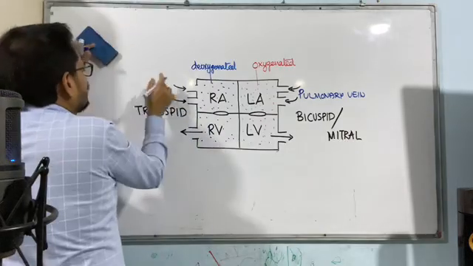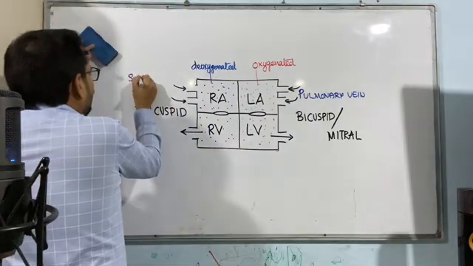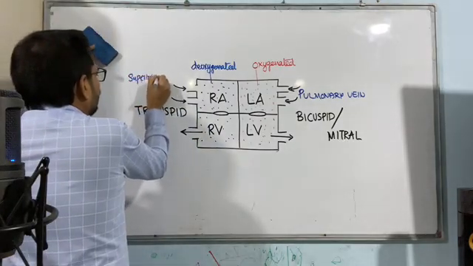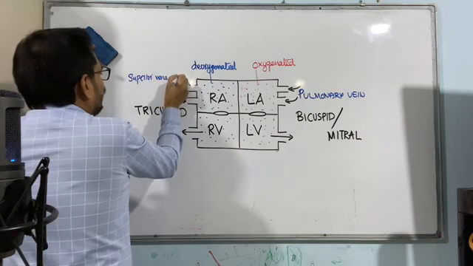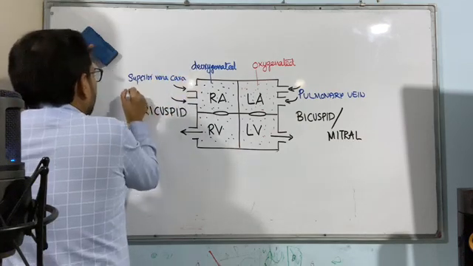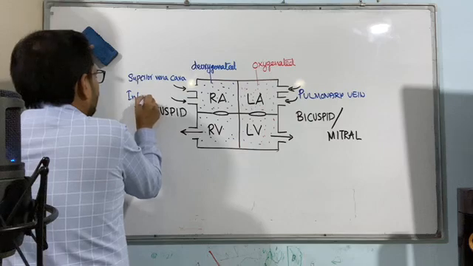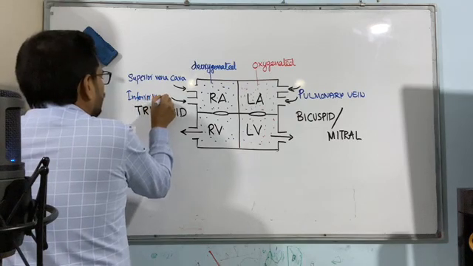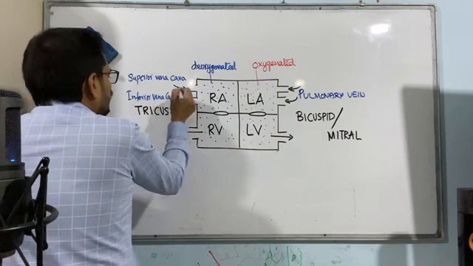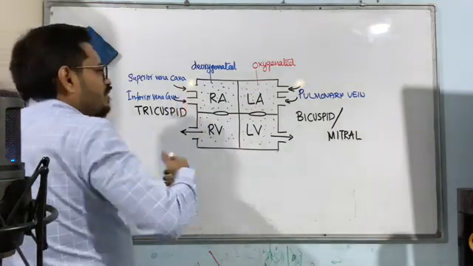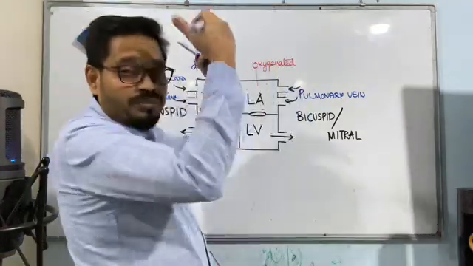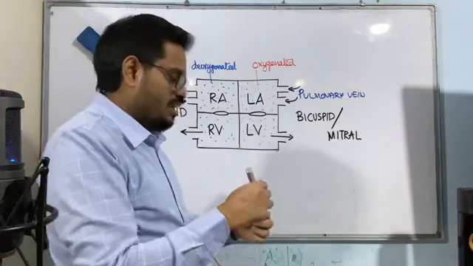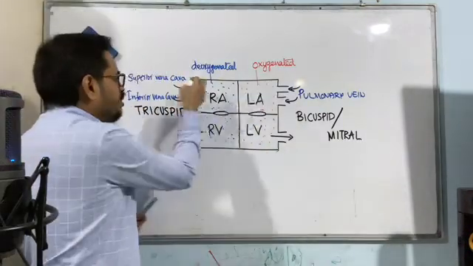What's it called? This upper one is called superior vena cava, and the bottom one is called inferior vena cava. So inferior is bringing blood from the bottom side of the heart, and superior is bringing it from the upper part, meaning the head and the shoulder, everything. All right, so this is about the entry of blood.